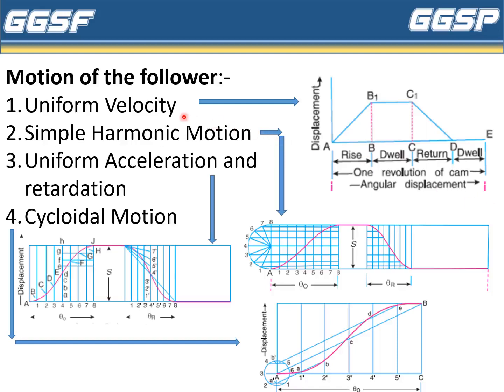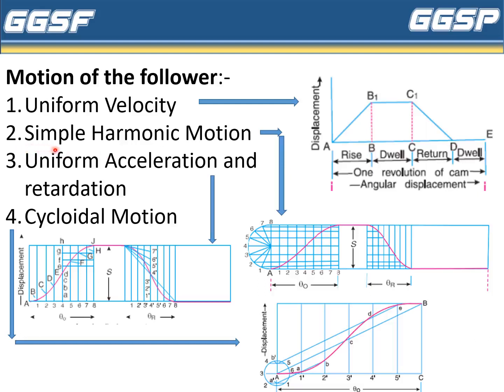Motion of the follower. So there are basically 4 types of motion of the follower. So this is the first one, uniform velocity motion. That is, the curve is simply a slope curve or a straight line curve. यहाँ पे follower rise होता है with uniform speed, ये dwell होता है, उसके बाद में return आता है. It is because of uniform speed, that's why it is called a uniform velocity motion of the follower.